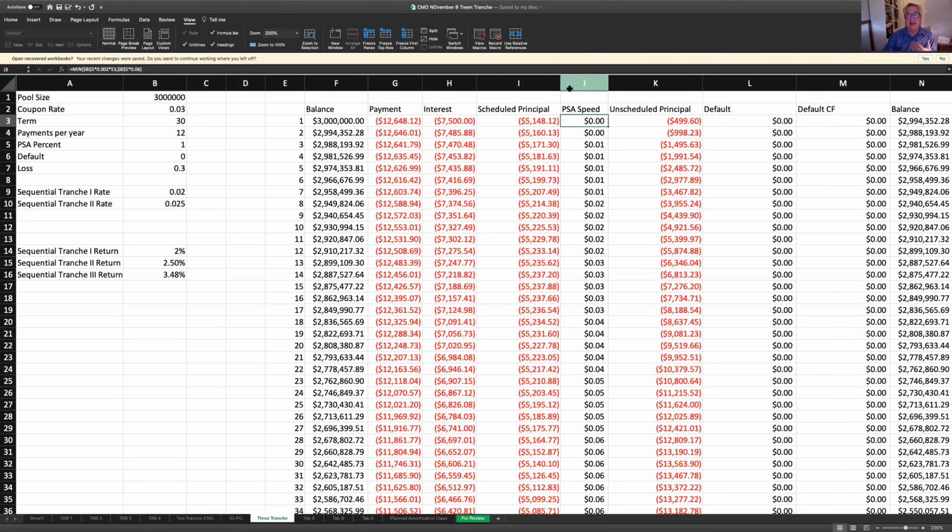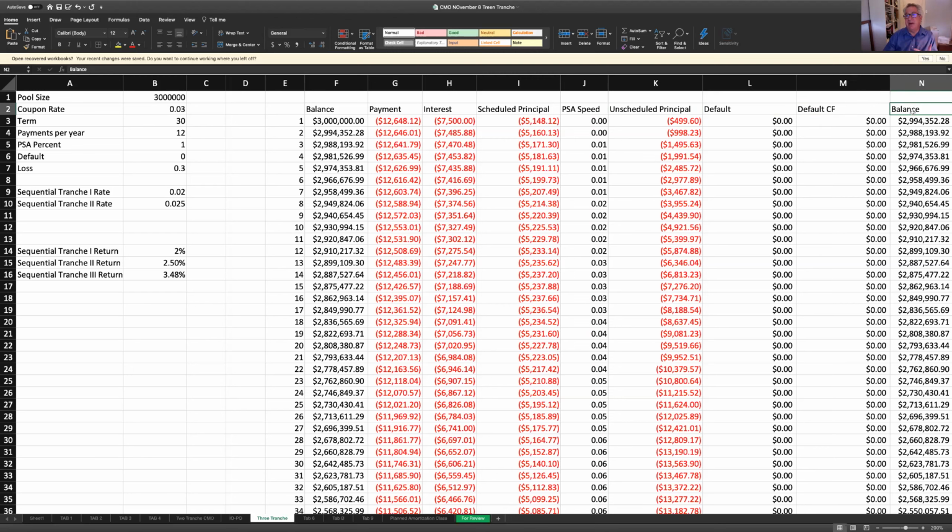And again, I don't know why this is formatting to dollars, so I will make that look a little better. We'll just call that a number. There we go. And which will determine an unscheduled principal payment. We'll have a default. We'll have a default cash flow in a bit, and that creates a balance. So let's just review quickly what goes into every one of these.